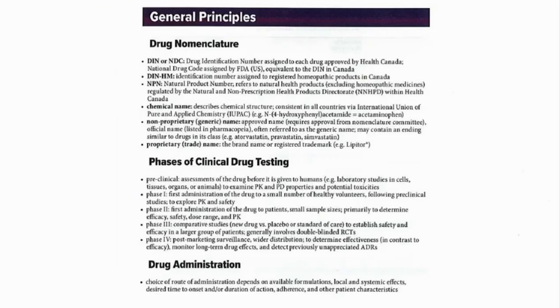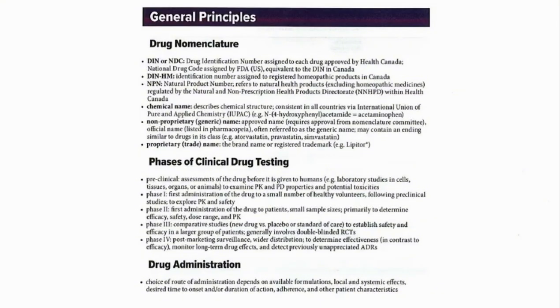To summarize this page, drugs have multiple identifiers including DIN, DIN-HM, NPN, chemical name, generic name, and trade name. Drug development progresses through preclinical studies followed by phase 1 through 4 to establish safety, efficacy, dosage, and long-term monitoring.